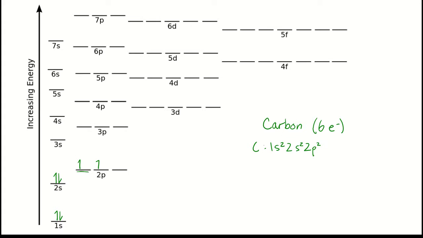And this bus has 1, 2, 3 different seats available, and it can hold a maximum of 6 people, so to speak. But those 2 people on the bus are not going to sit next to each other unless they have to. So when the 4th person gets on the bus, they have to sit with the 1st person. And that'll make more sense if we do something with a higher atomic number.